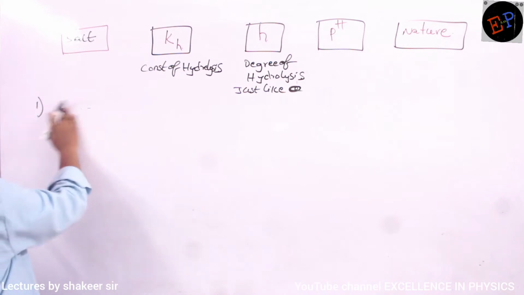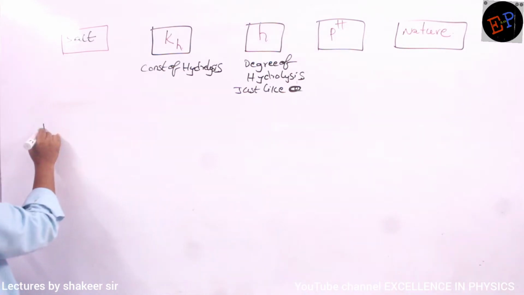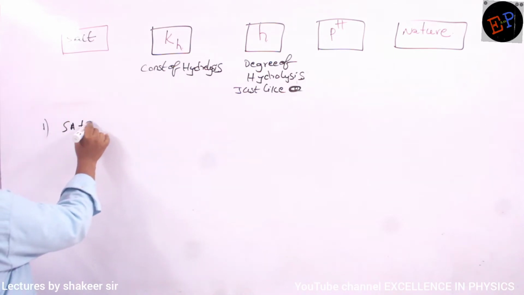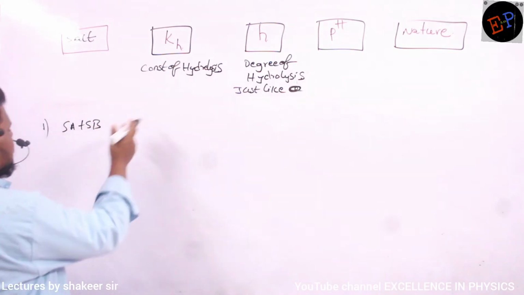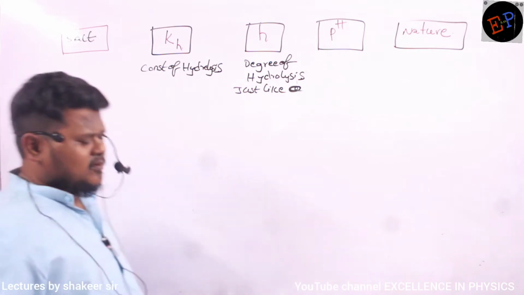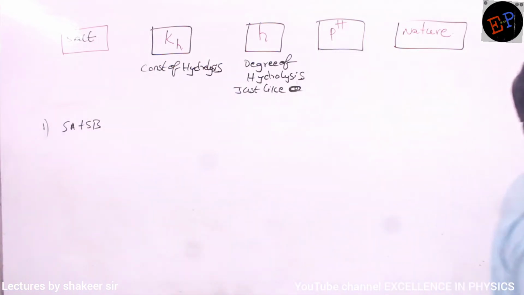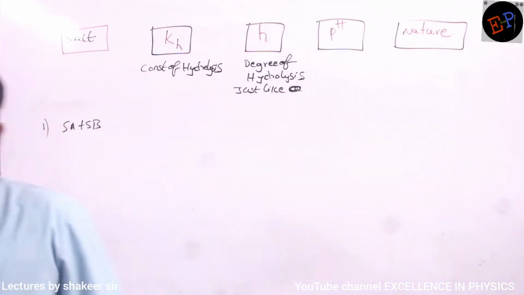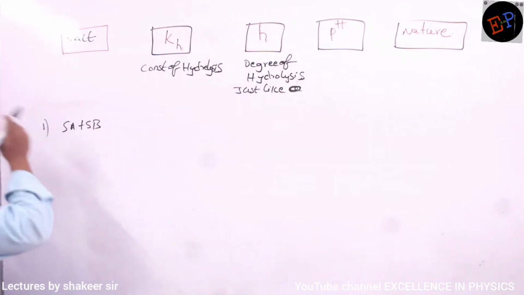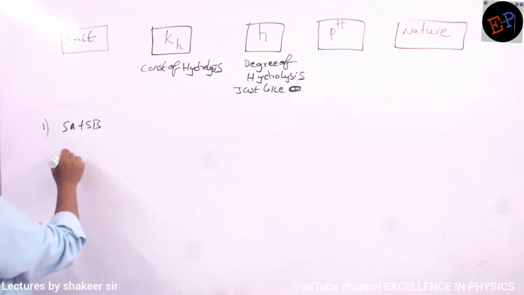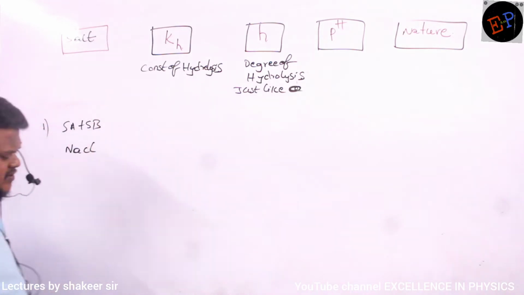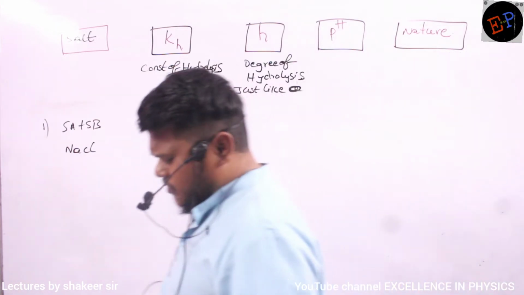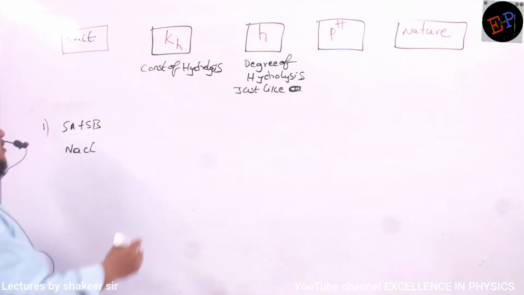Okay. There are 4 kinds of salts. Which is the first kind of salt? Strong acid plus strong base. Can you say what the KH value can be for the salt formed of strong acid and strong base? Give an example of such a salt. NaCl. This is a salt formed of strong acid and strong base. So what will be its KH value? There will not be any KH value.